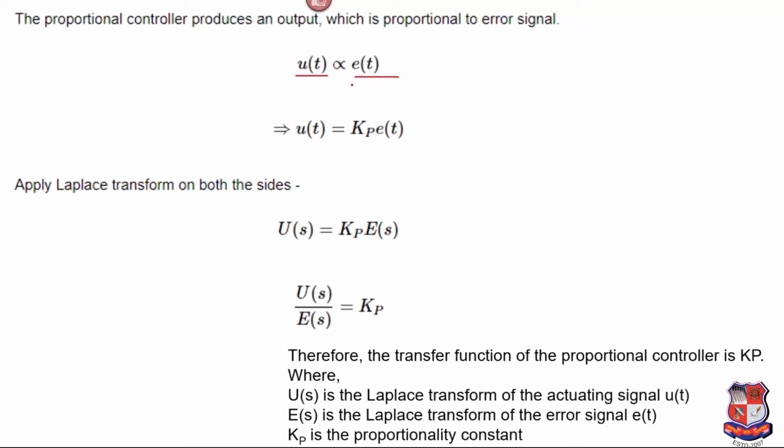Now we have to simplify that. We have to remove this proportionality by using a proportional constant coefficient. We can see that with proportional coefficient Kp, u(t) is equal to Kp e(t). Now this one is in the time domain, so we define it in the form of t. Now we take the Laplace transform, so we convert the time domain into the frequency domain. So we capitalize this: U(s) is equal to Kp E(s). Now we have to get the value of Kp.